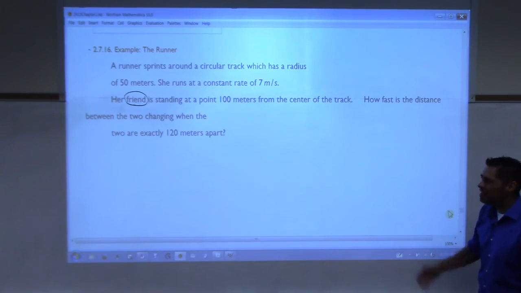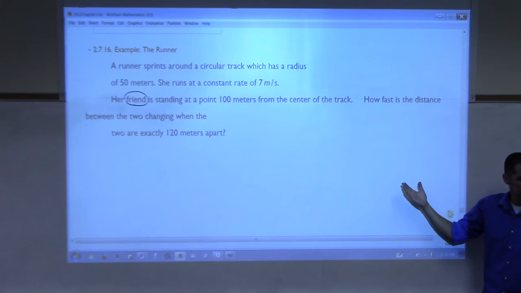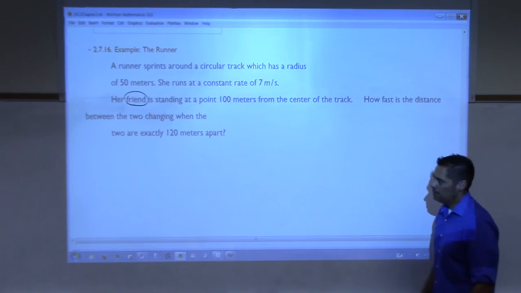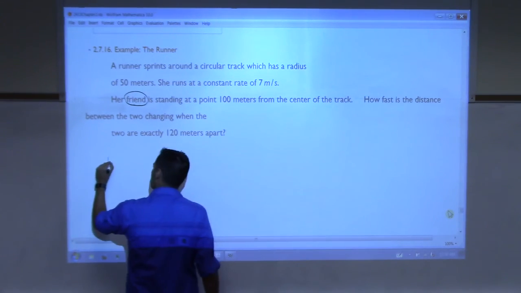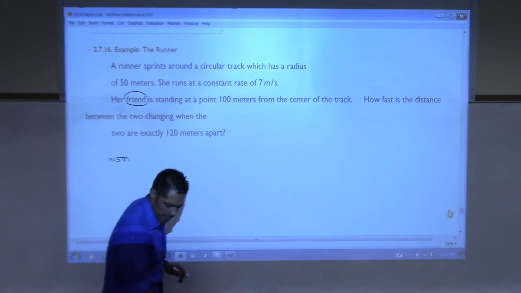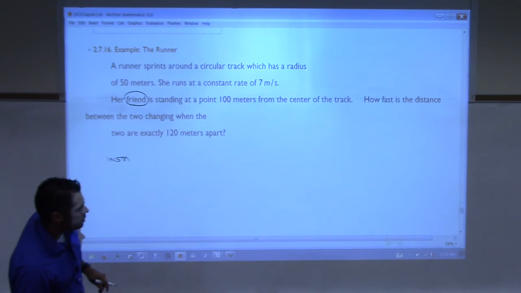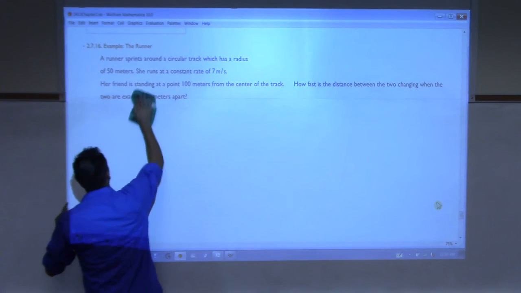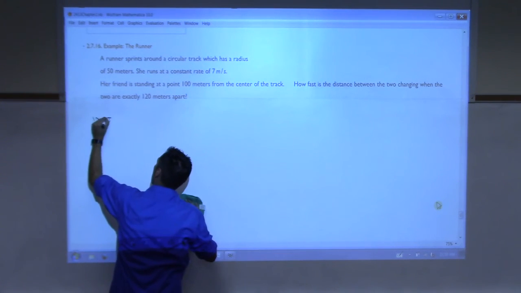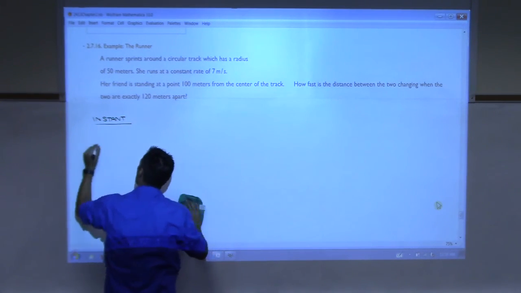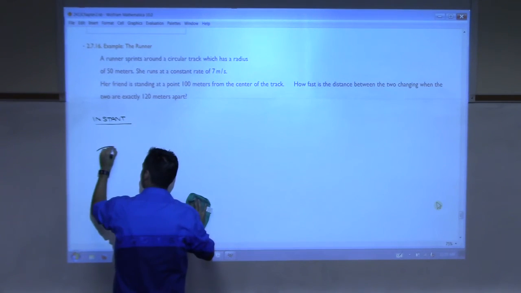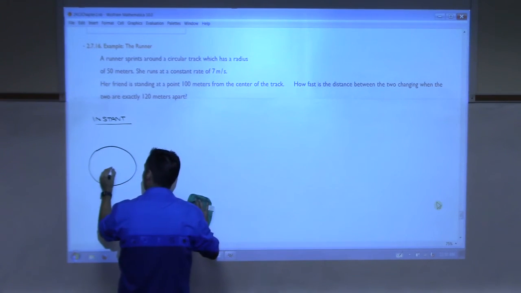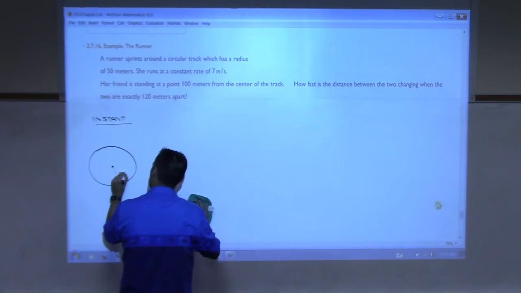So everyone kind of understand the question? Any questions on it? I'm going to draw some stuff. Instant in time. And I'm going to move this up or make it smaller. There we go. The instant in time, we have the track. And this track has a radius of 50 meters.